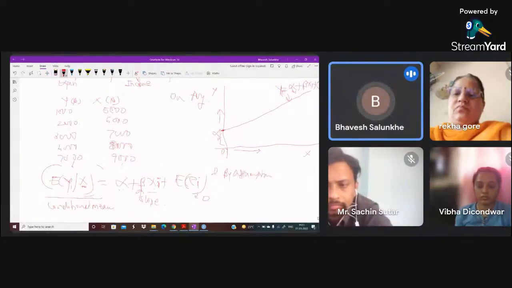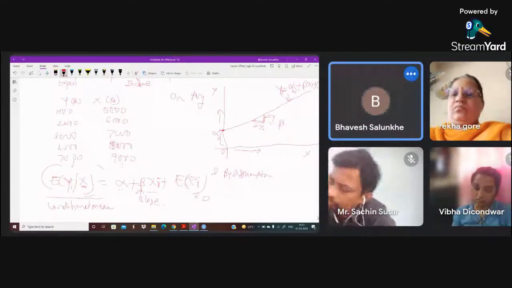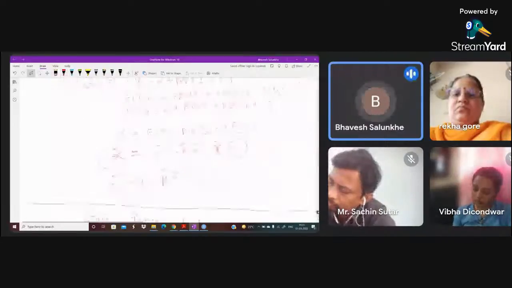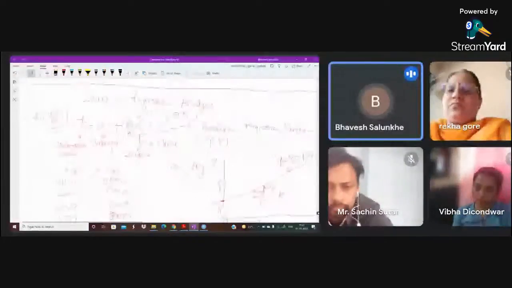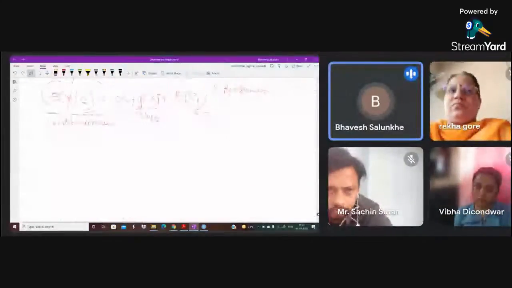So the slope of this regression line that we have drawn over here, that is change in Y upon change in X, is actually beta. It gives you the change in Y when there is a change in X. Now, we don't know this population regression function, Y is equal to alpha plus beta Xi plus Ei. So we estimate that with the help of the sample data that we have.